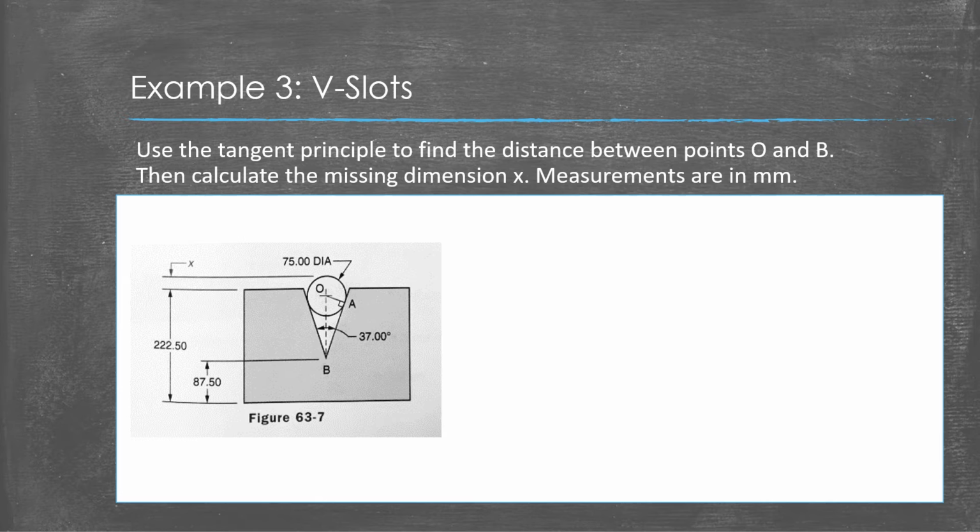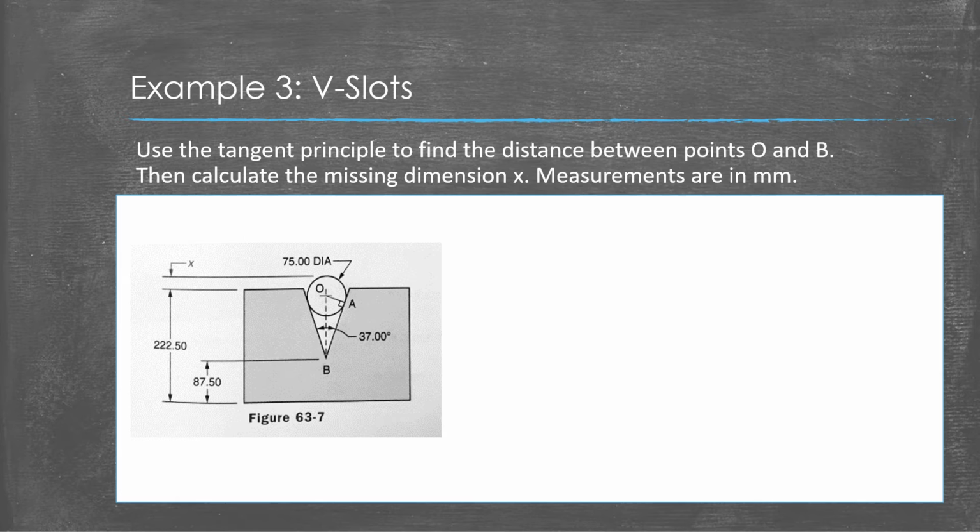We want to first figure out the distance from O, the center of our circle, down to the bottom of the V. That's the first thing we need to do. Then we're going to figure out what this height over here is. So we're making it a two-part question. We can't solve for this height unless we first get the distance from O to B. That's the reason I've asked it that way.